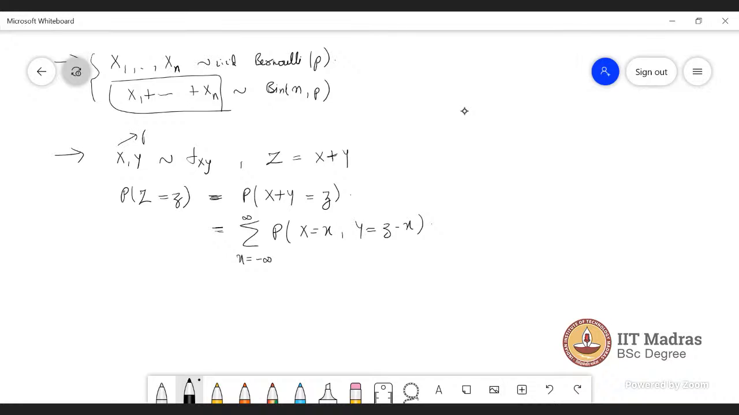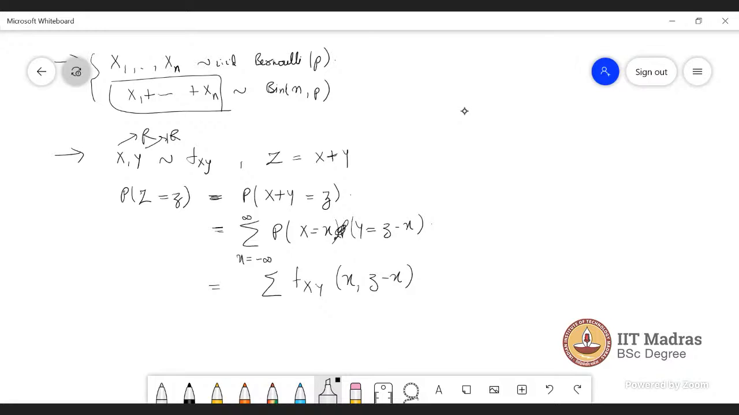Let's say the range of x is r and the range of y is also r. In case x and y are independent, we can write it separately: probability x equals x into probability y equals z minus x. But in case they are not independent, then we write it as the joint fxy, where x takes the value x and y takes the value z minus x. So whenever a problem like this comes, where you are given the joint distribution and the sum of those two random variables, you have to find the distribution of z.